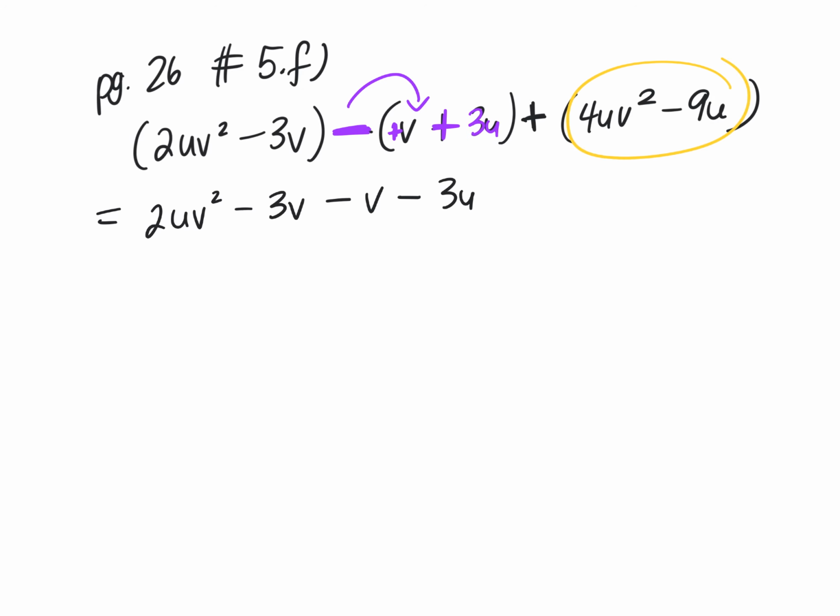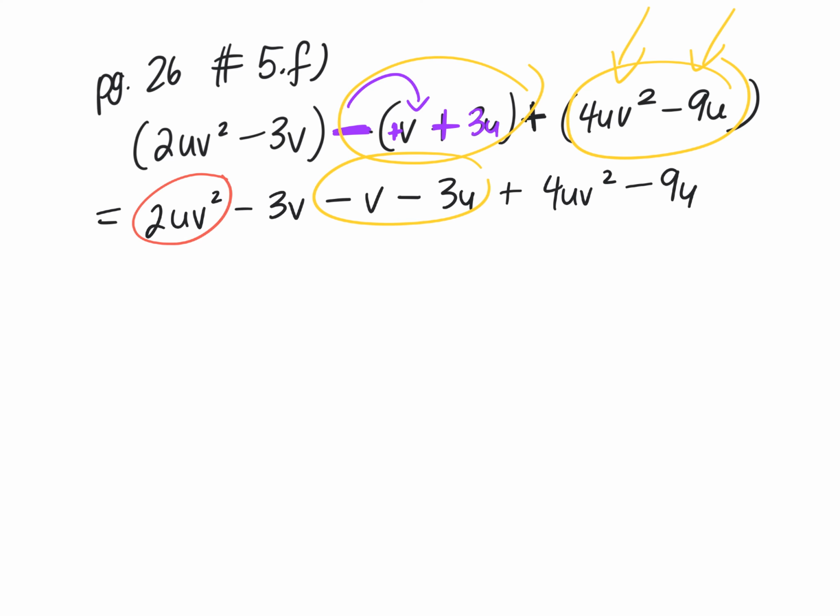Look here. Do any of these signs change when I get rid of the bracket? No. So it's just plus 4uv squared minus 9u. The only signs that changed were these ones. Raise your hand if you got this line correct. Good. So what term goes with 2uv squared? Positive or negative? Okay, so that's the first thing I'm going to put together.